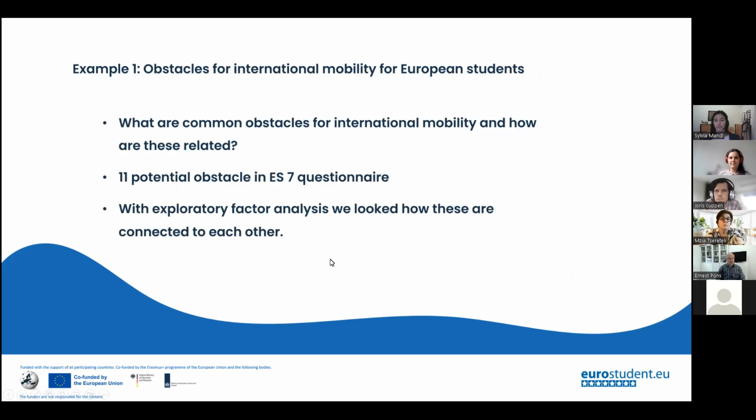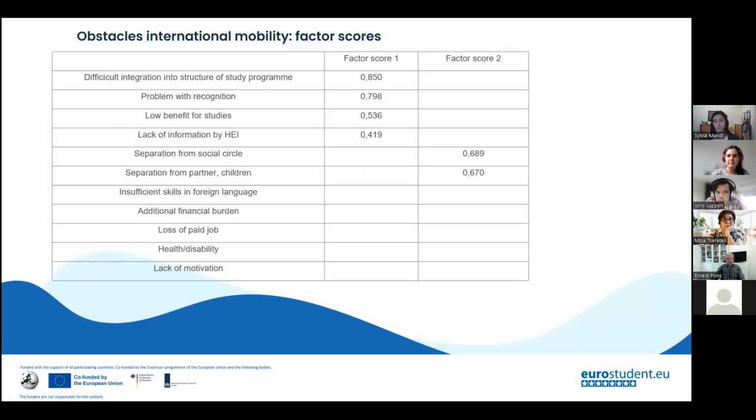we looked into the obstacles for international mobility for European students. Because in the EUROSTUDENT 7 questionnaire, there are 11 obstacles, and we tried to reduce the number to get some easier insights into which obstacles students have for going abroad. So we did some exploratory factor analyses, and on the next slide, you can see in the left column the separate individual obstacles, and you can see the results in the second and third column.